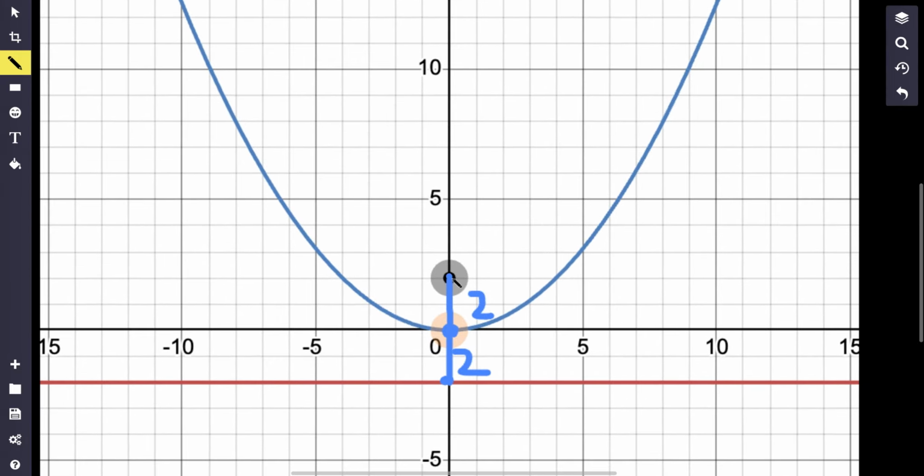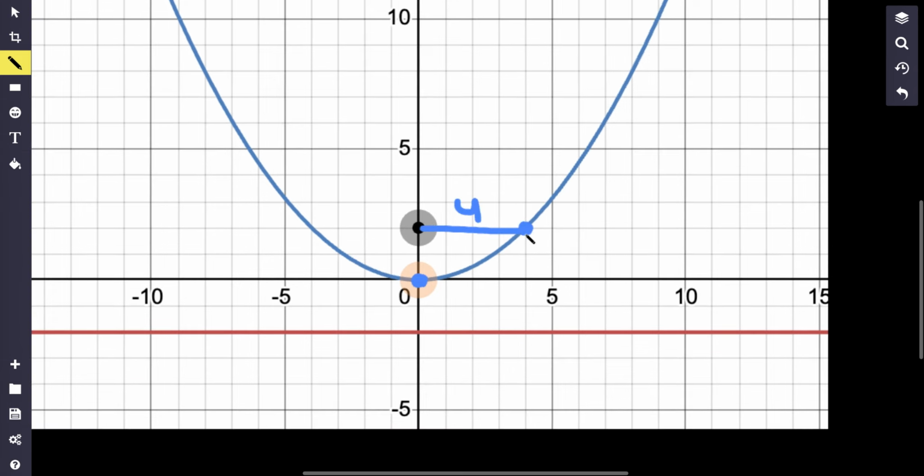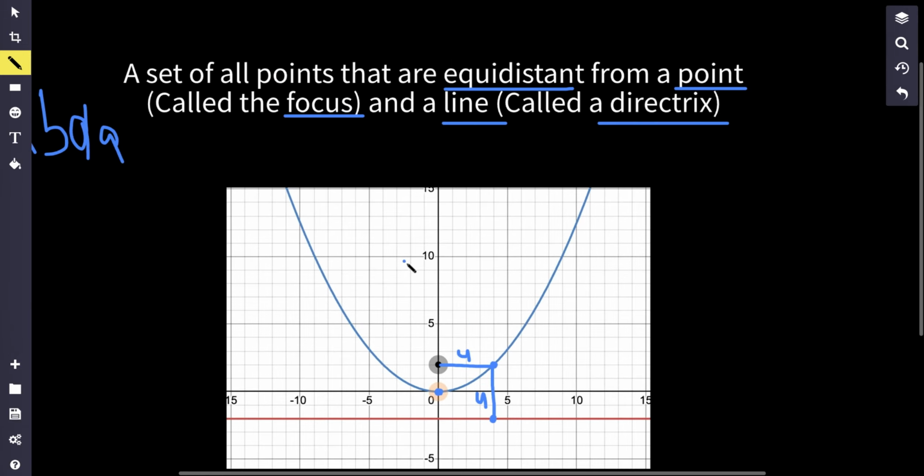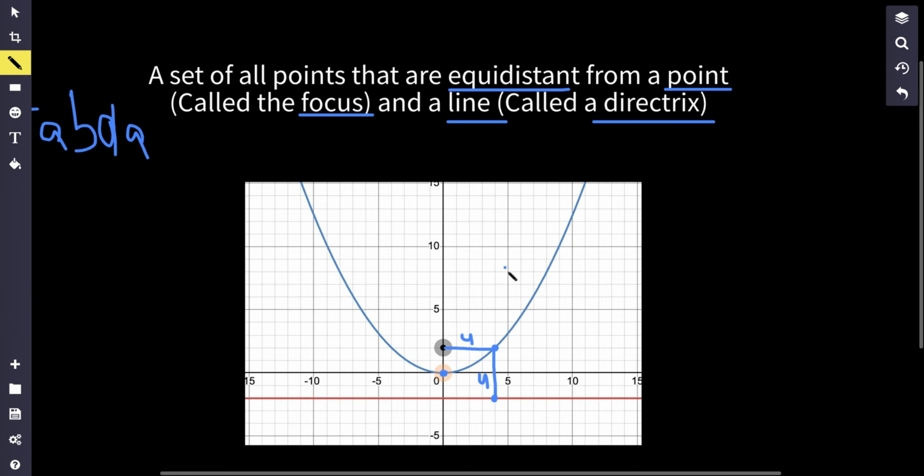You notice how the distance from, let's say, this point to the focus is 4. And the distance from this point to the directrix is also 4. 1, 2, 3, 4. So the parabola is just a set of all points. If I pick any point here, the distance from that point to this focus is going to be the same as the distance from that point to this line I've drawn.